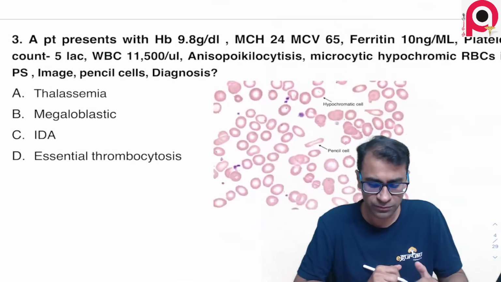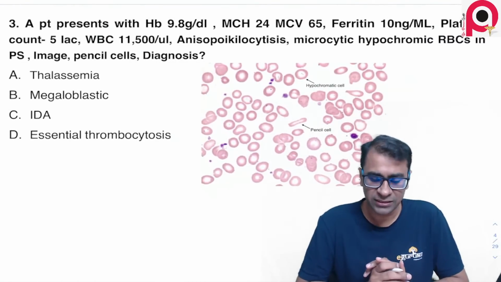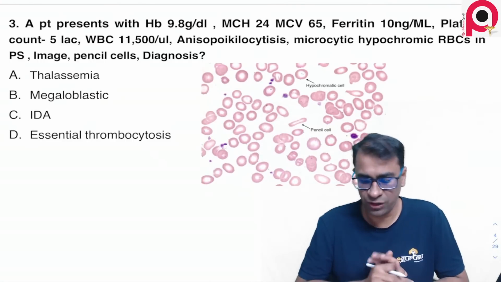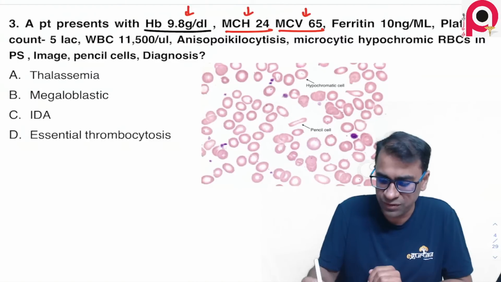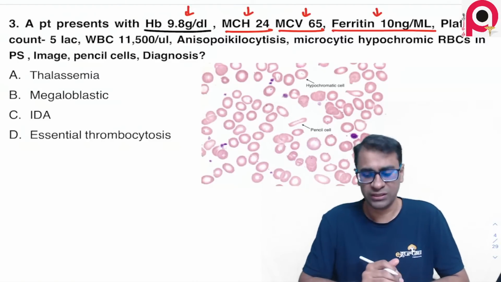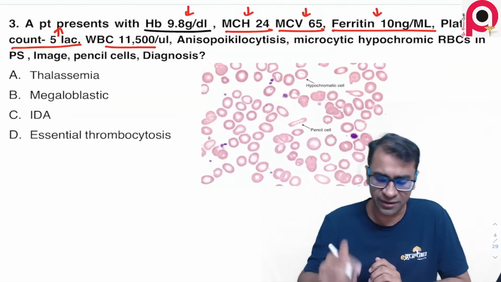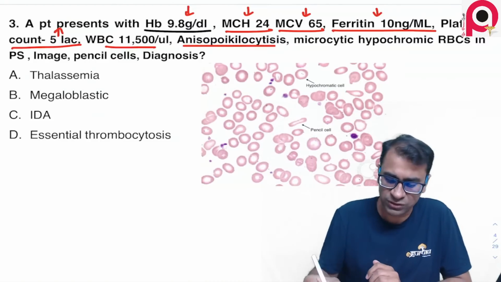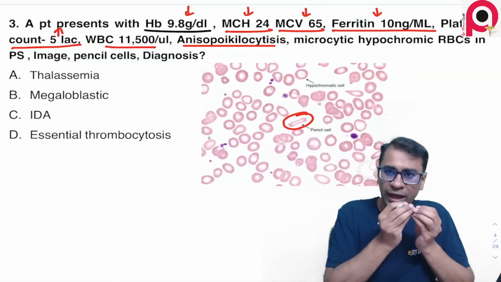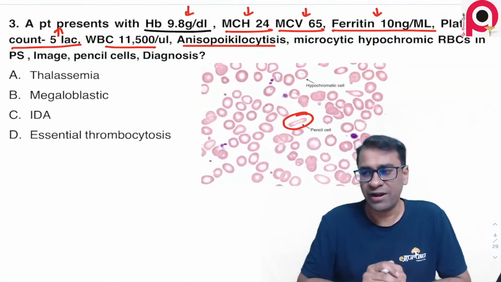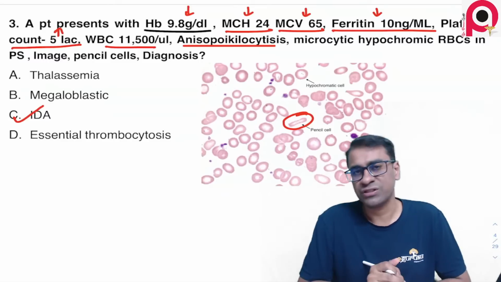Okay, moving on to the next question. A patient presents with a hemoglobin of 9.8, MCH of 24, and MCV of 65. So there was low hemoglobin, low MCH, low MCV, and ferritin was extremely low. The platelet count was slightly on the higher side, and the WBC count appears normal to slightly raised. There was anisopoikilocytosis, and some images showing pencil cells. Because of low MCV, low MCH, and low ferritin, I think we could all have understood this question and marked the answer as iron deficiency anemia.